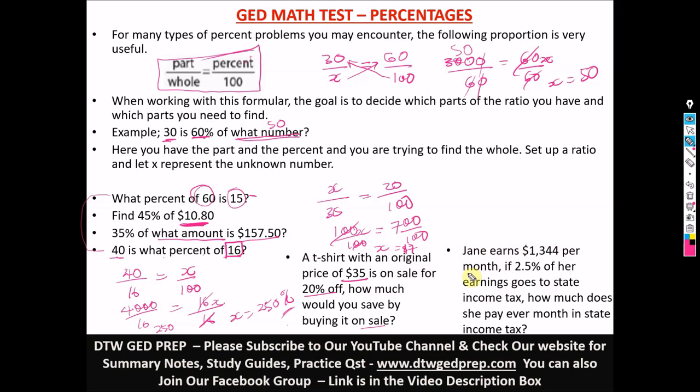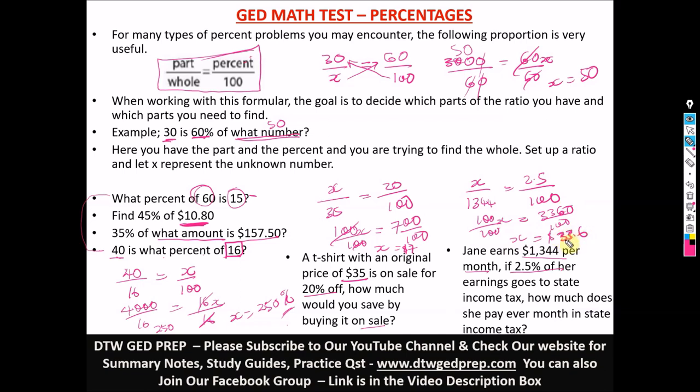Now, this other word problem says Jane earns this per month. If 2.5% of her earnings go to state income tax, how much does she pay every month in state income tax? She earns this, so this is her whole per month. Now, if 2.5% of her earnings goes to the state, the percent is 2.5. So we're looking for the part. So part is X over our whole, 1,344 equal to 2.5 over 100. Cross multiply, we have 100X. When you punch in your calculator, using your GED calculator, you have 3360. So we divide by 100, divide by 100. So X is equal to, this is going to be in dollars, dividing this by 100, we're going to have 33.6.